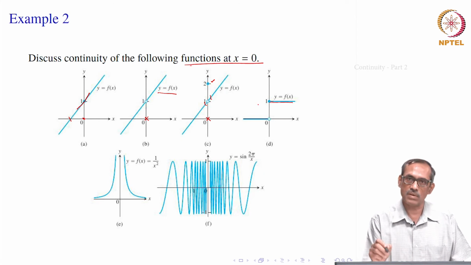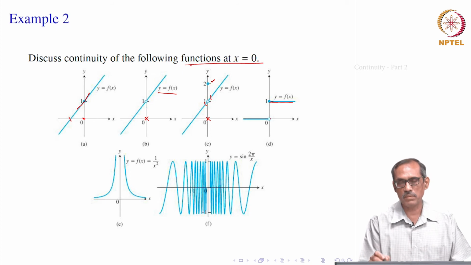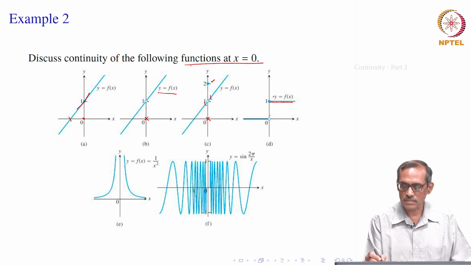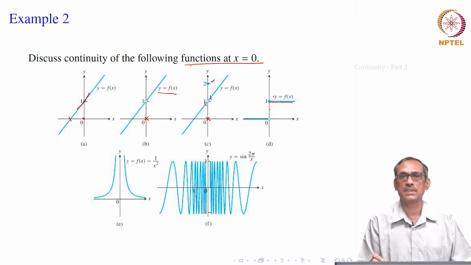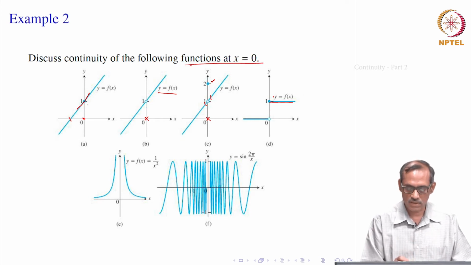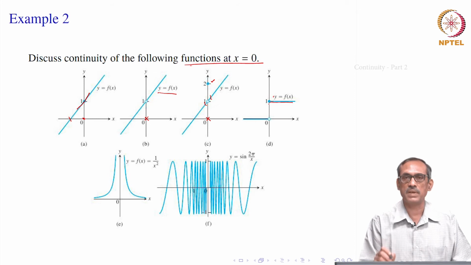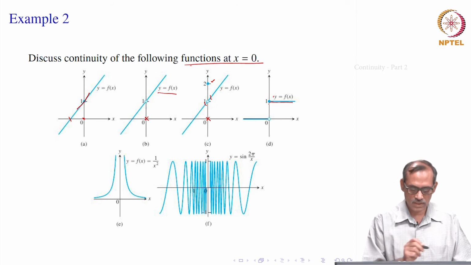So, the right side limit is equal to the function value, but the left side limit is not equal to the function value. And we see that the limit of f(x) as x goes to 0 does not exist, because left side and right side limits are different. Therefore, the function is discontinuous at x equal to 0. So, in the first case it is continuous; the second case is not continuous because the function value is not given; the third case is not continuous because the function value is different from the limiting value; the fourth one is not continuous because the limit does not exist. Now, let us come to the fifth one.